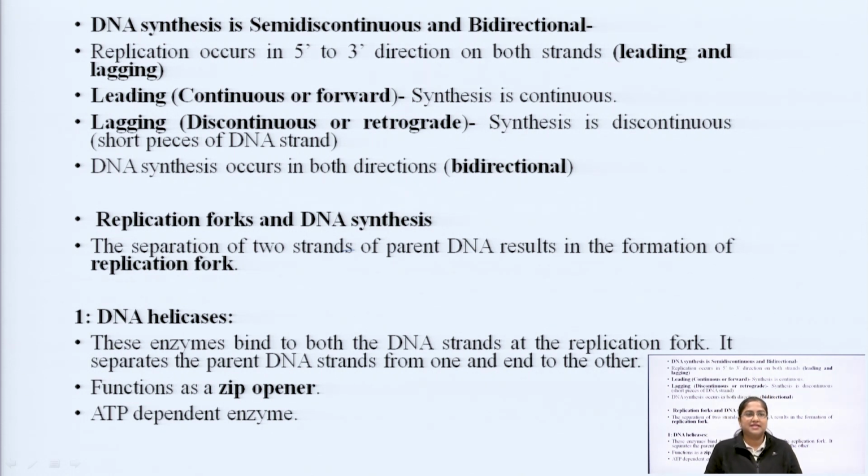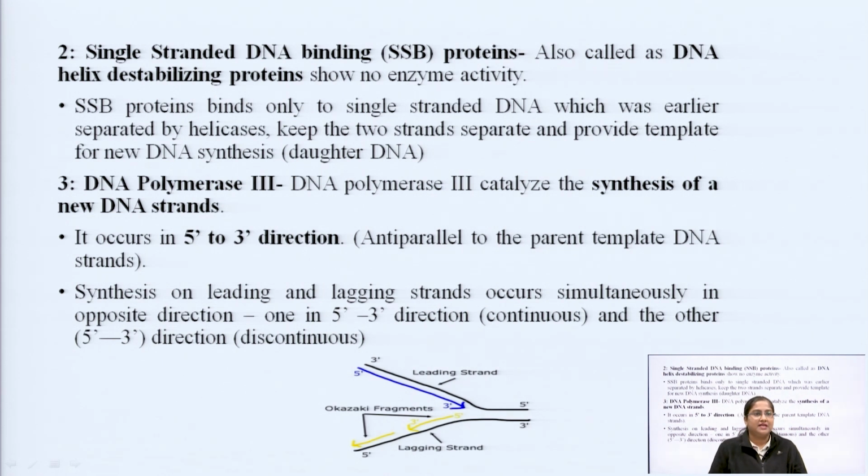DNA helicase is the enzyme which is used as a zip opener, and it is an ATP dependent enzyme. It needs energy to do that function. SSB proteins, we have discussed, are DNA helix destabilizing proteins. They help the DNA to become single stranded and to be stabilized in that form. DNA polymerase 3 catalyzes the synthesis of the new DNA strand.